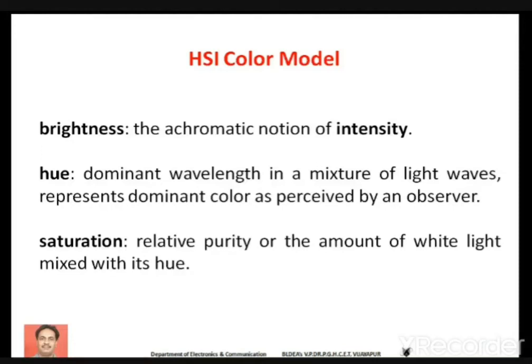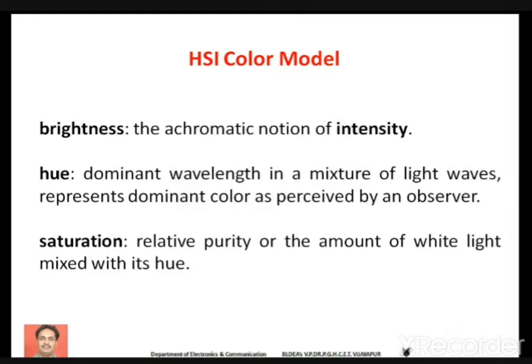of color image processing. Along with that, we also discussed the different color models. We have seen that there are three color models: RGB, CMY, and HSI color model. In the last class, we discussed the RGB color model and the CMY color model in detail.